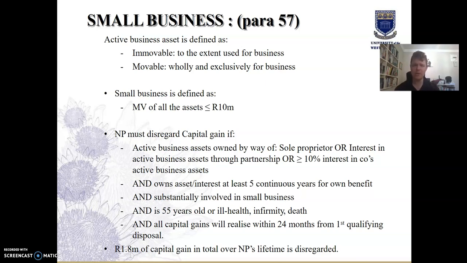If you meet all of these things, basically the scenario is you are involved in a small business, you either own the assets or the shares which own the assets, you've been there for 5 years, you're involved, and you're retiring or stopping due to ill health or because you died, you're allowed to ignore 1.8 million of these gains over your natural person's lifetime.